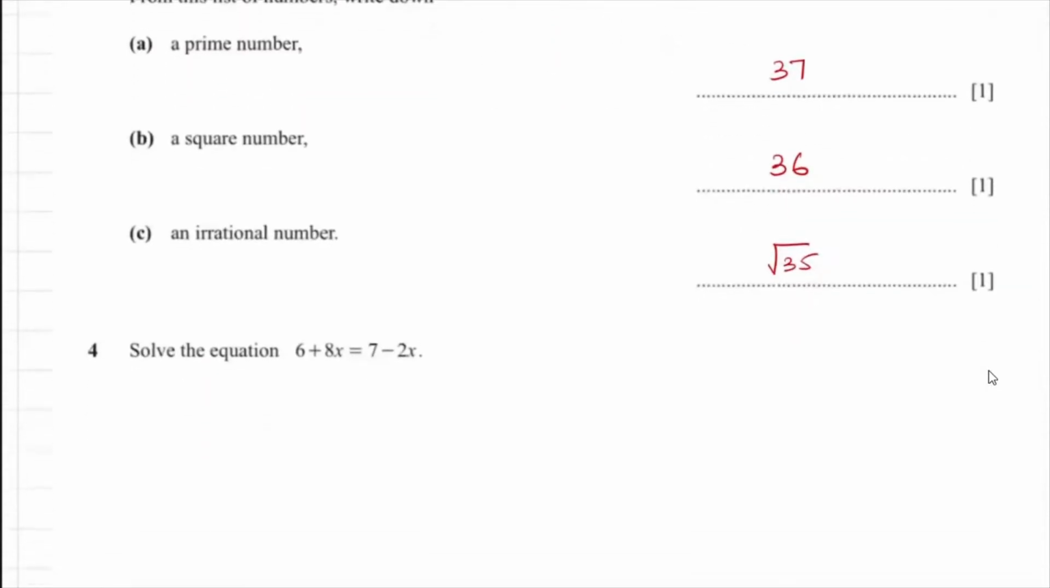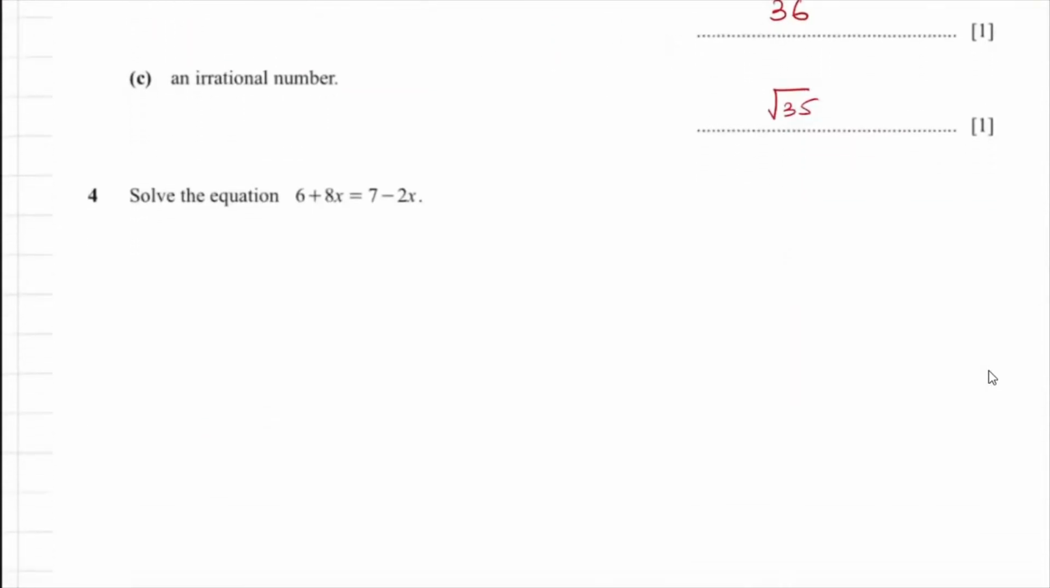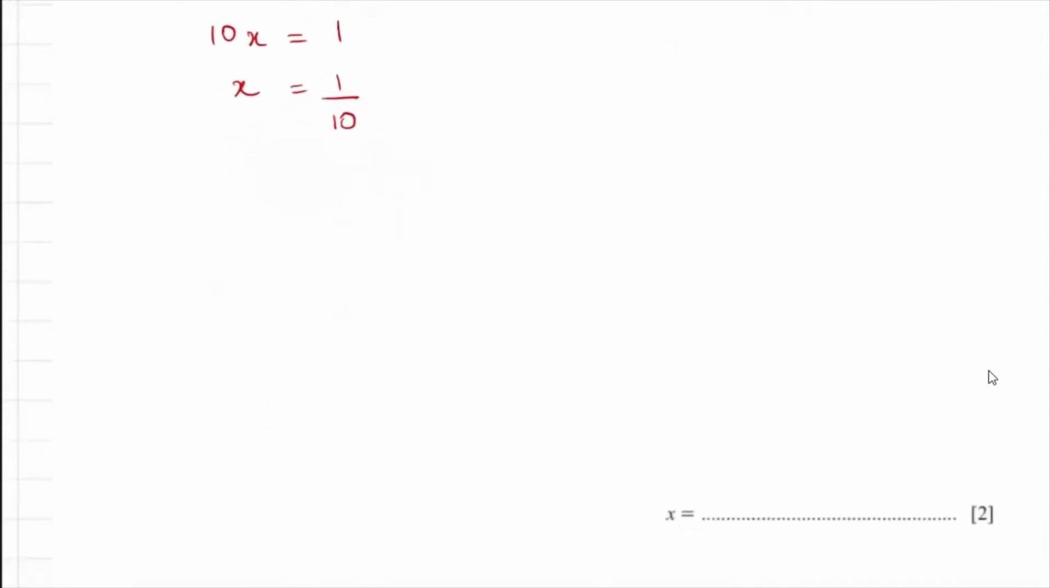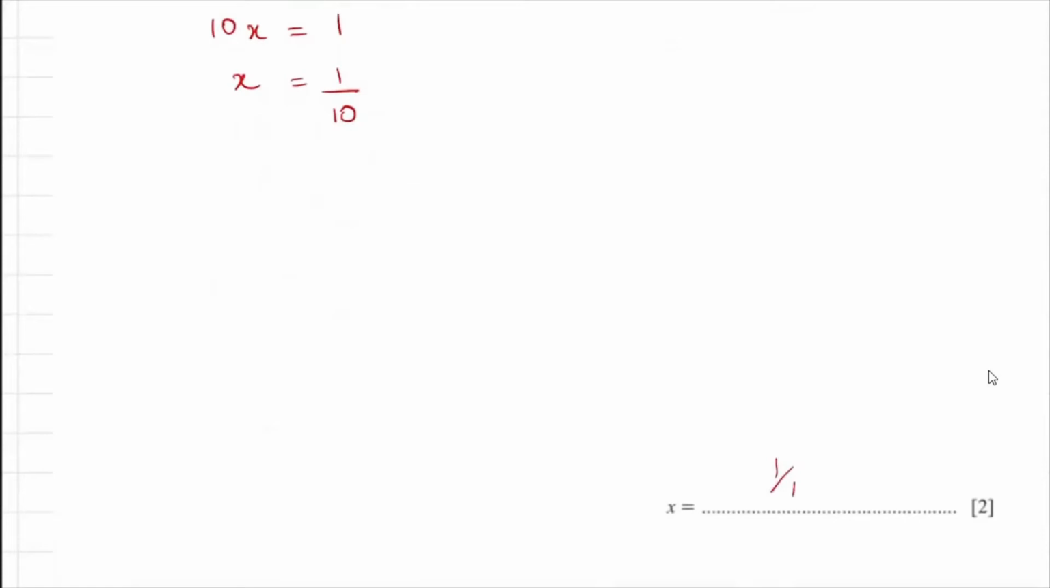Solve the equation 6 plus 8x equals 7 minus 2x. Let's simplify this. 8x plus 2x. You can do a lot of steps directly as well, but I'm just showing all the steps. Equals 1. So x equals 1 over 10. If you want, you can write this as a decimal as well, but I'm just writing it as a fraction because I don't want to waste my time.